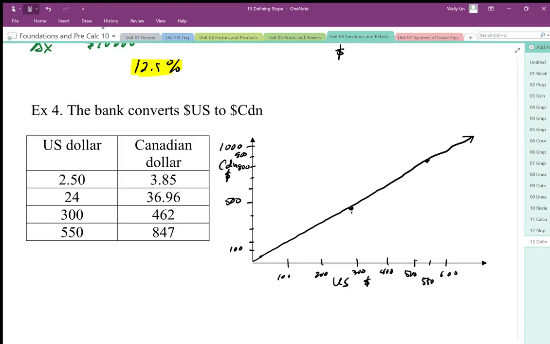So we want our change in Y, the change in Canadian dollars. In this case, we're going to gain, I need a calculator for this, 847 minus 462, which is going to give us a $385 change. So we're going to do positive $385. And that's our change in Y.